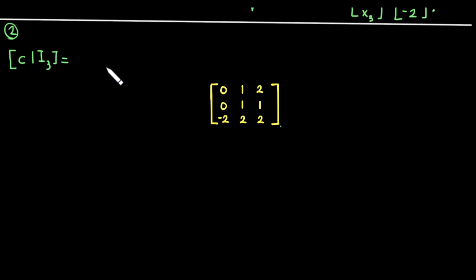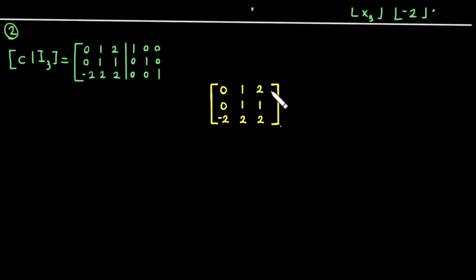I just copy it here because I want to copy it here. So here is C: 0, 1, 2, 0, 1, 1, negative 2, 2, 2. And I will write here the line of the augmented matrix. Then I will write here identity with size 3 by 3. So 1, 0, 0, 0, 1, 0, 0, 0, 1.